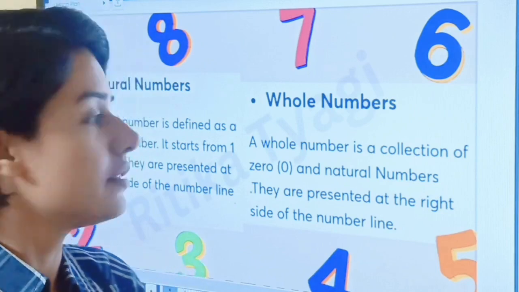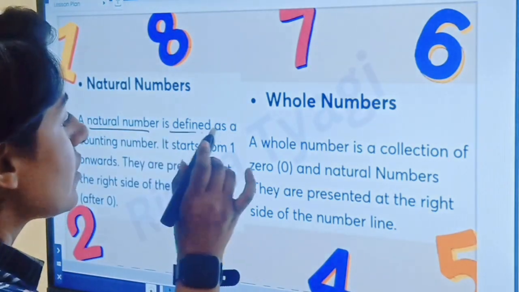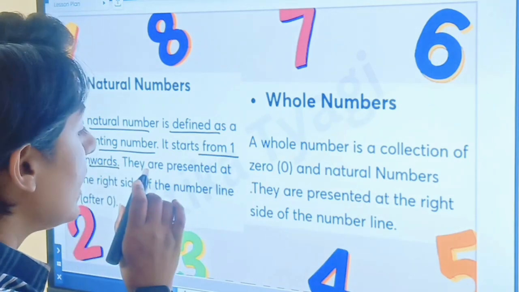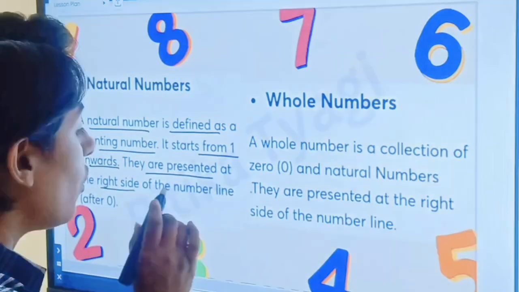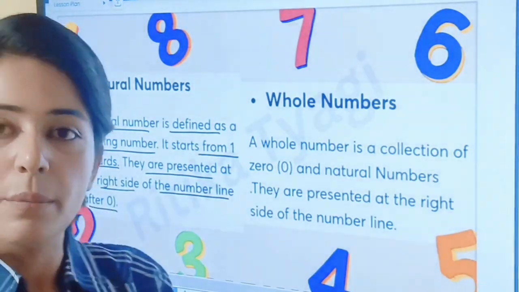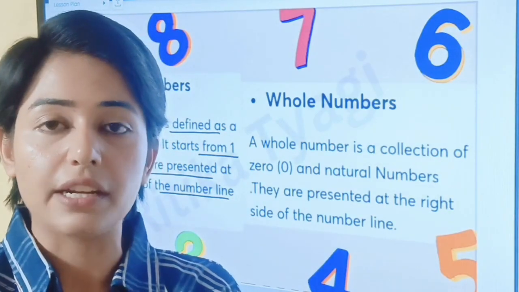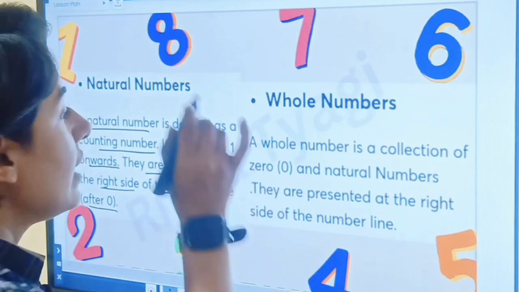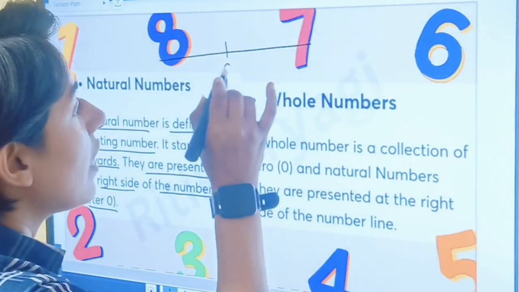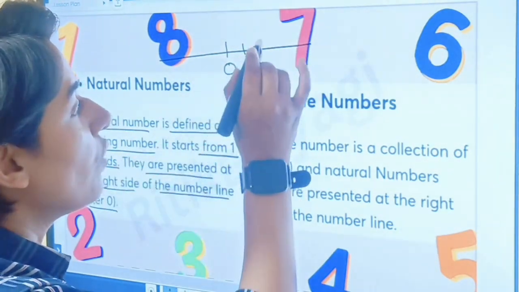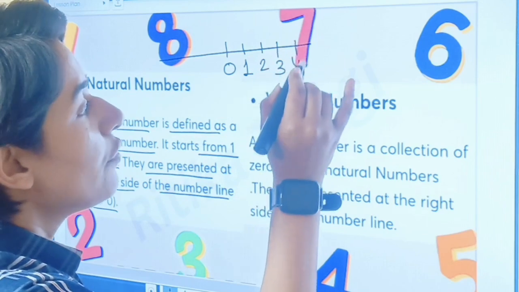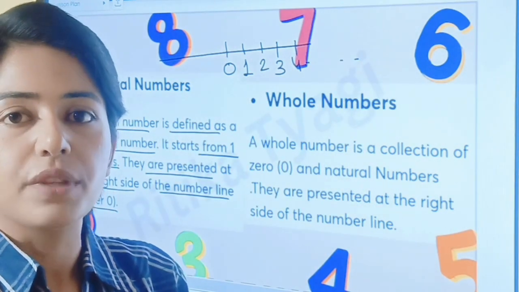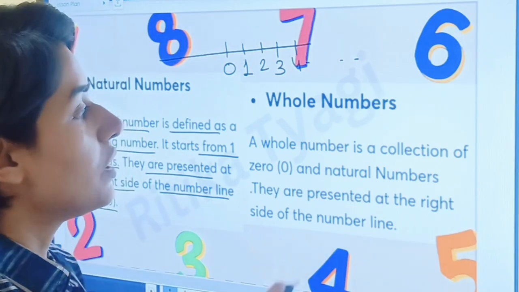What are natural numbers? A natural number is defined as a counting number. It starts from 1 onwards. They are represented on the right side of the number line after 0. Means the numbers which we can count, that is 1, 2, 3, 4 and so on, are all natural numbers, and they are represented on a number line after the 0. They start from 1. 0 is not a natural number.